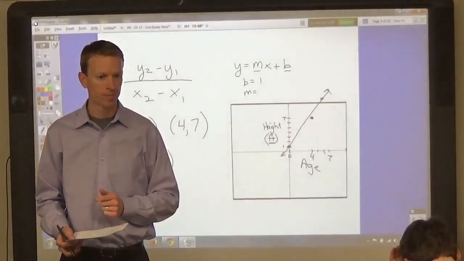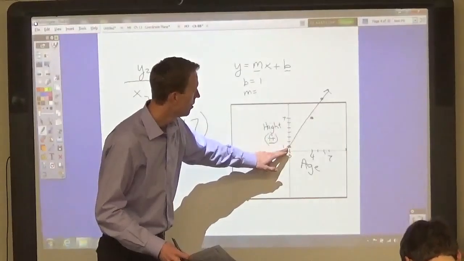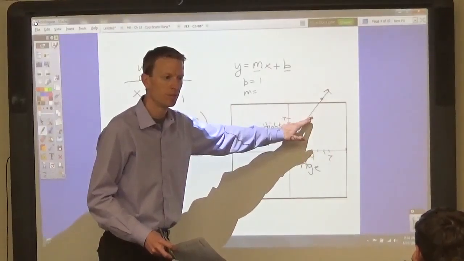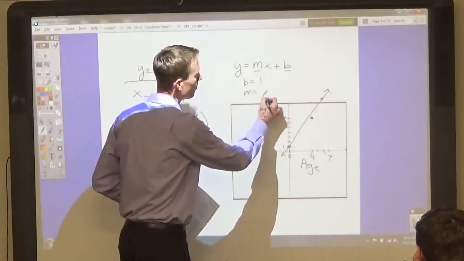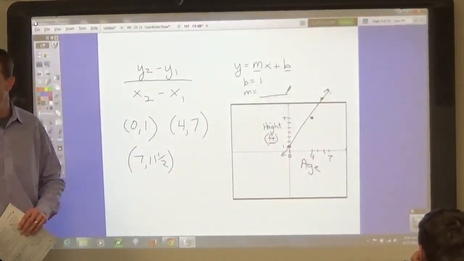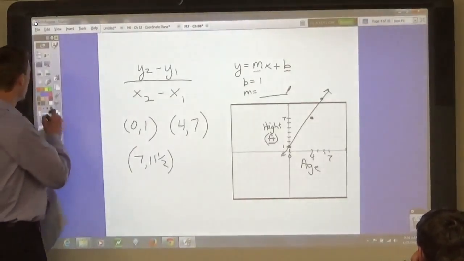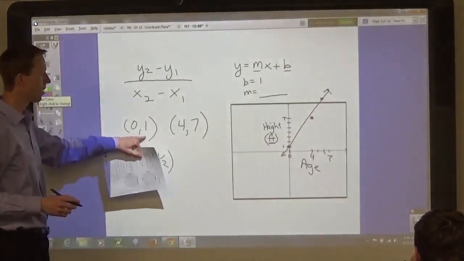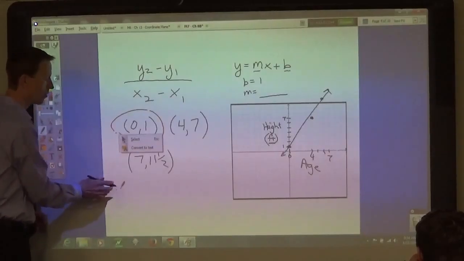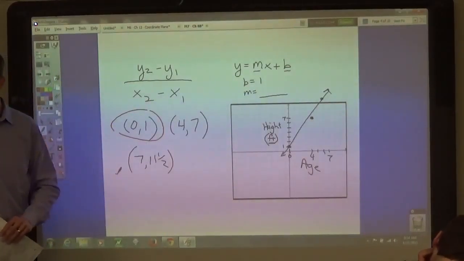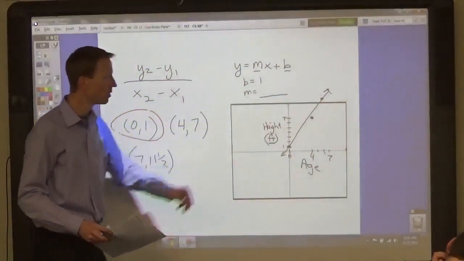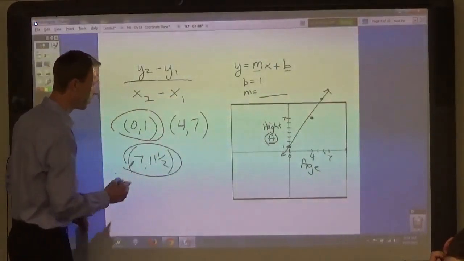All right? So if we go through these 2 points, then we should use those to find our slope. Then, once you have the slope, write your equation. y2 minus y1. So what points should we use? Well, let's use this one, 0, 1. That seems like a good one to use because that one would be easy to work with, right? And we're going to use that point, and then we also use the top point, 7, 11 and a half. So let's use that one.